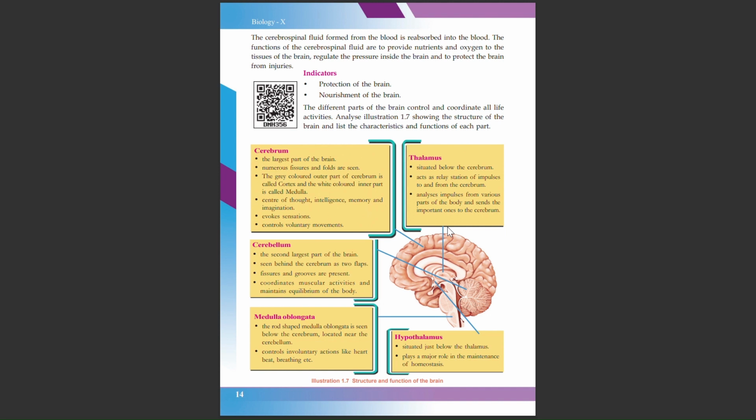So remember, cerebrum helps in thought, intelligence, memory, and imagination, and evokes sensation. Like if any danger is coming or if anything is happening, it evokes your sensation. And it controls voluntary movements, whatever movements you do with hands, legs, walking, dancing, jumping, whatever voluntary movements you can do, that is controlled by cerebrum.